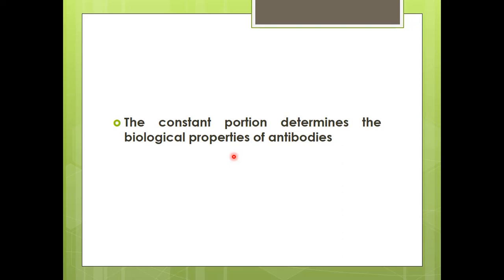Again, I'm repeating that the variable portion of the antibody binds with the antigen, while the constant portion of the antibody determines the biological properties of the antibodies, such as diffusibility of the antibodies through the tissues, attachment or adhesion to the tissue structures, attachment to the complement proteins, and the ease with which the antibodies can pass through the membranes.